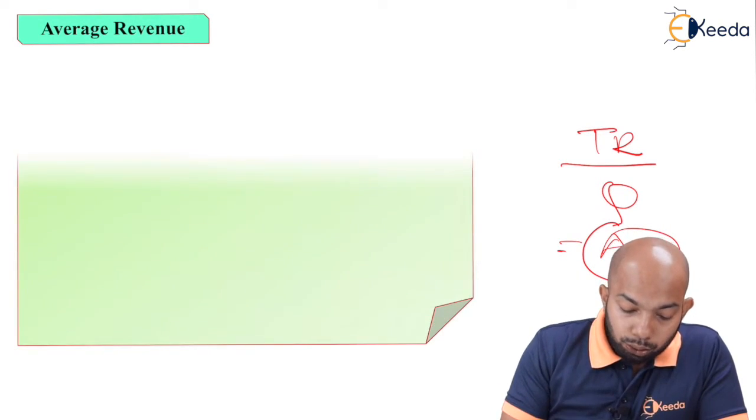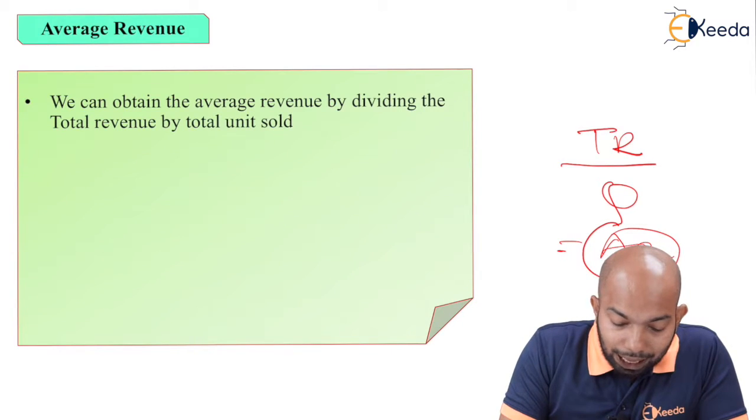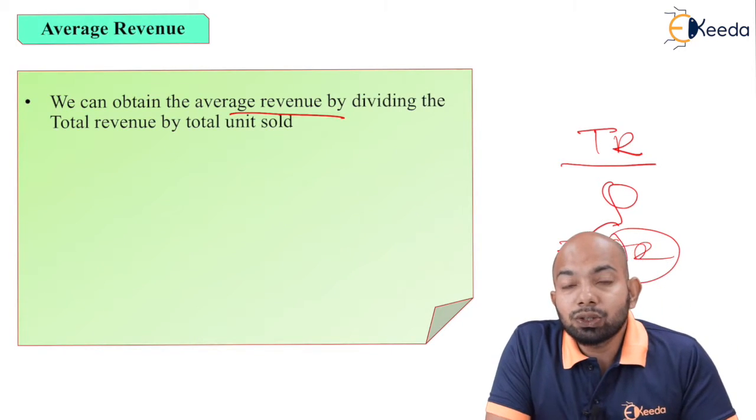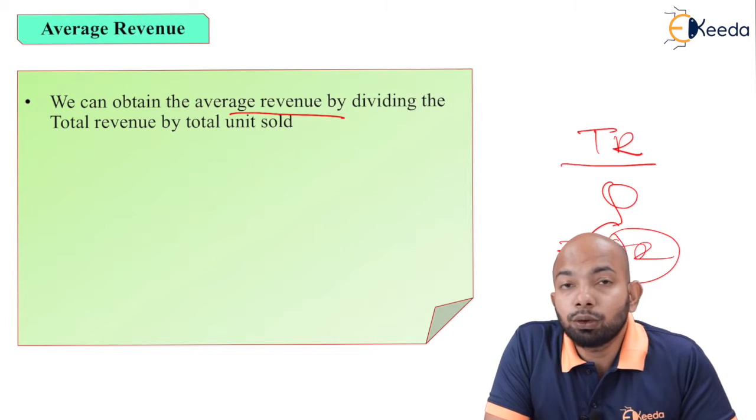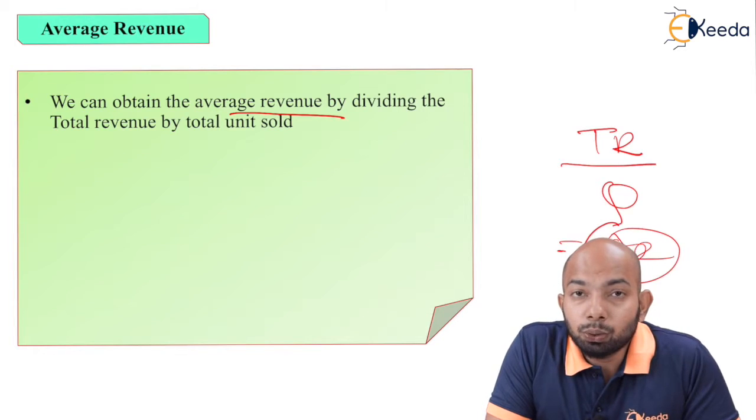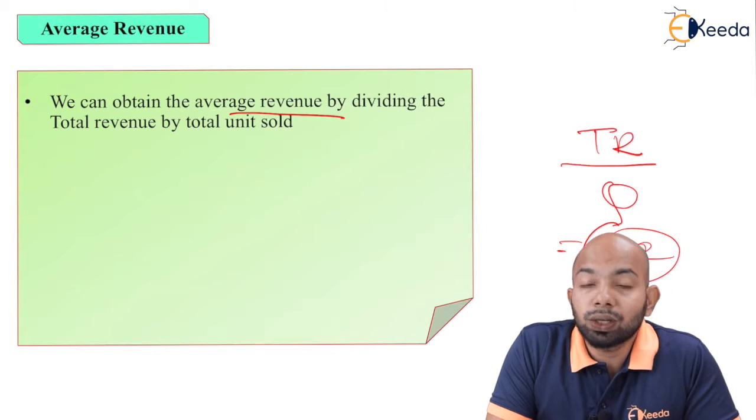Now, let us go to the theory part. We can obtain the average revenue. It is not already present; we have to derive that specific part. You have to get that detail by doing certain actions. What are those actions? What is the formula related to it is something that we're going to study.